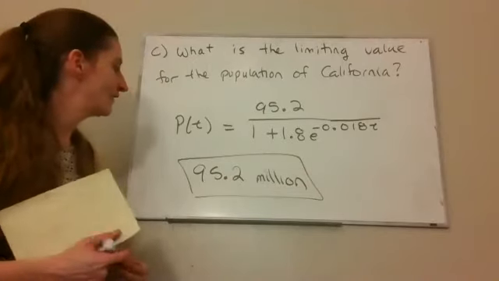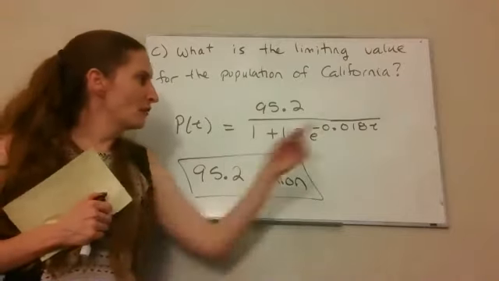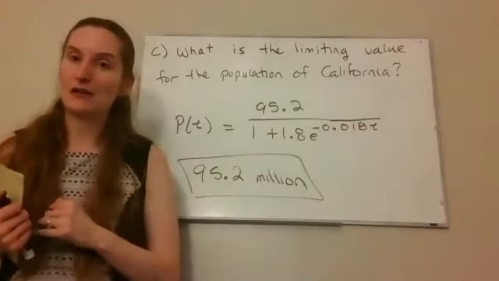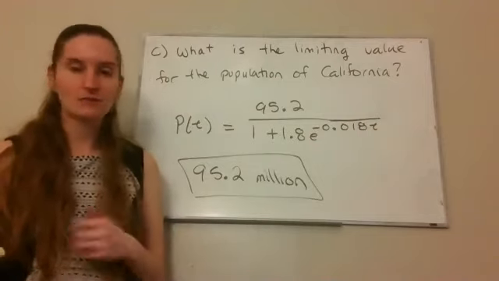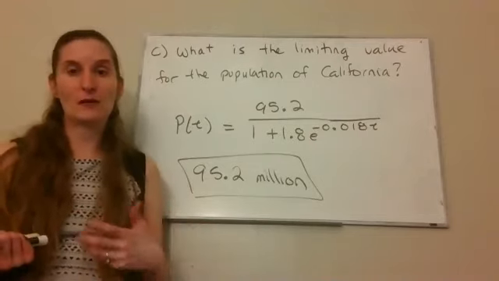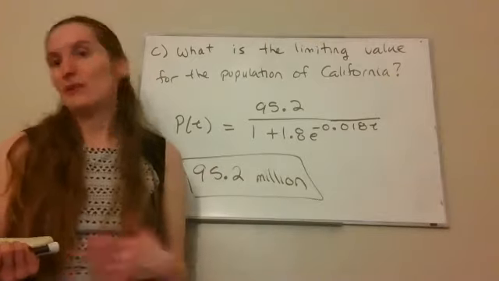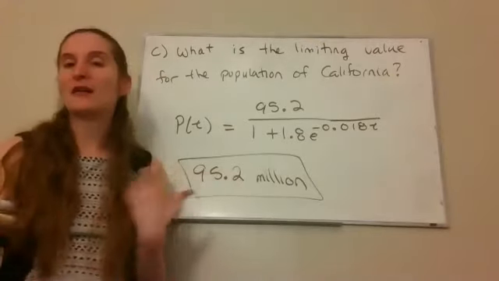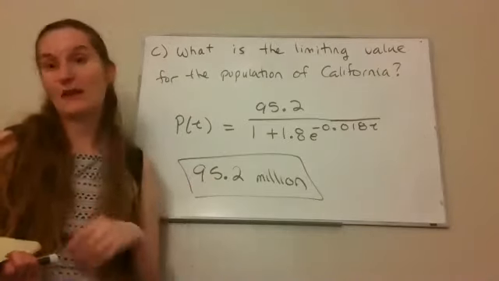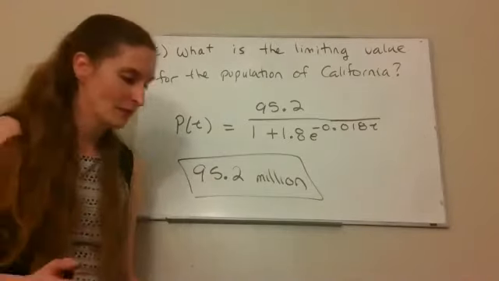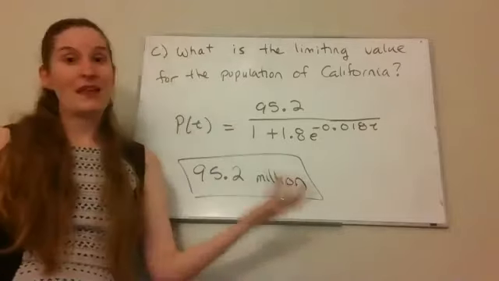If you want to see that in action, try plugging in very large values of t into that equation using your calculator. Plug in really huge values. Start with 100, maybe try 1,000. Just plug in bigger and bigger values, and you're going to get numbers that get closer and closer to this 95.2. All right, so that's it for today.